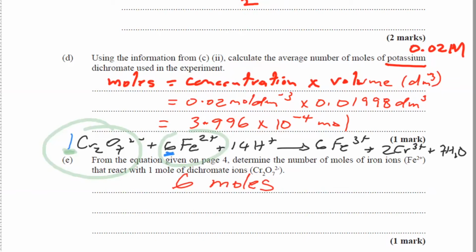All right, so we're going to take these values that we have and apply them to the following question. The next question, F, says calculate the number of moles of iron in the iron salt sample. We know the number of moles of dichromate that was used. We calculated that in part D and we got it to be 3.996 times 10 to the minus 4. And we said that for every 1 mole of dichromate, we had 6 moles of iron. The mole ratio of dichromate to iron is 1 to 6. So let's see what this would mean for our next question.